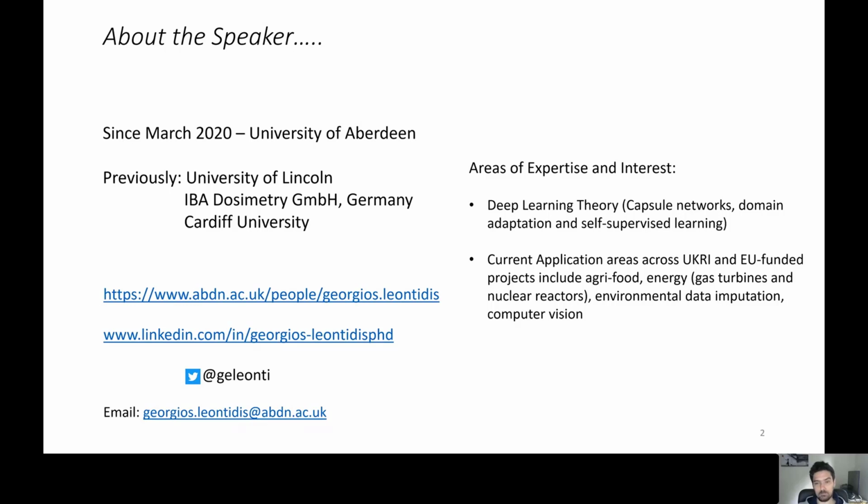But then I decided to change the focus area a bit, and I investigated other types of applications like energy. I worked a lot with Siemens gas turbines and nuclear reactors across some European projects that we had, and then I have some UKRI projects on environmental data, and in all of that umbrella, I would say that computer vision has been my main focus.